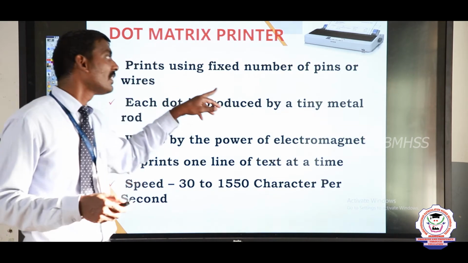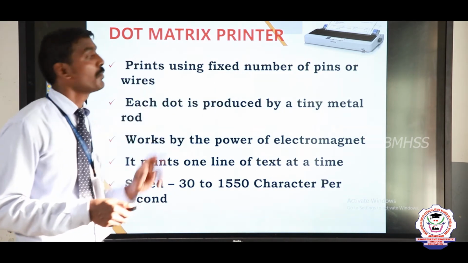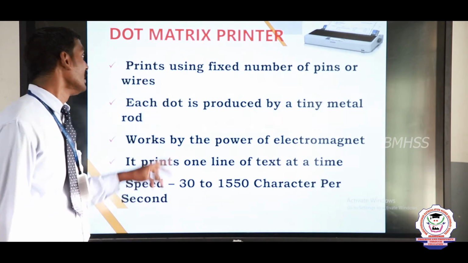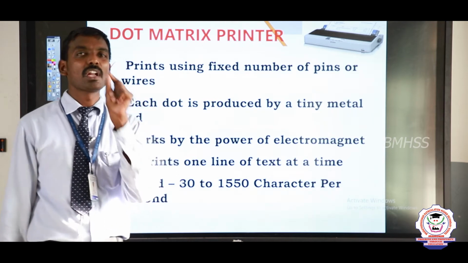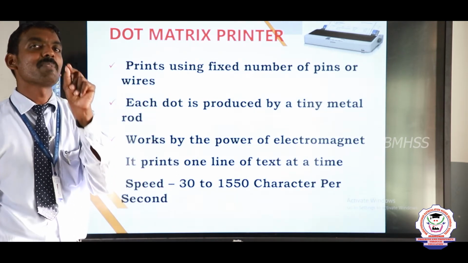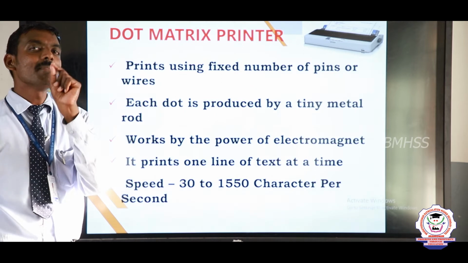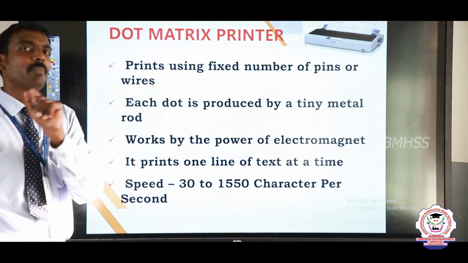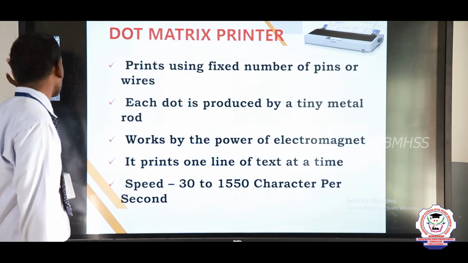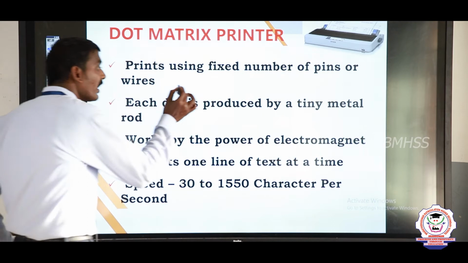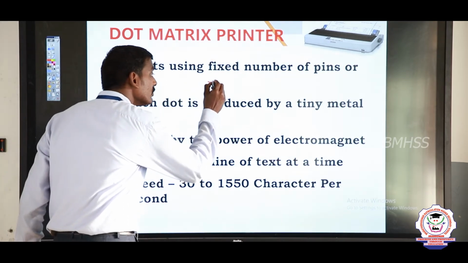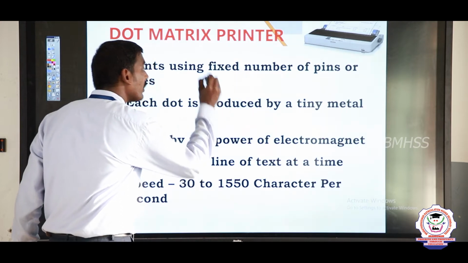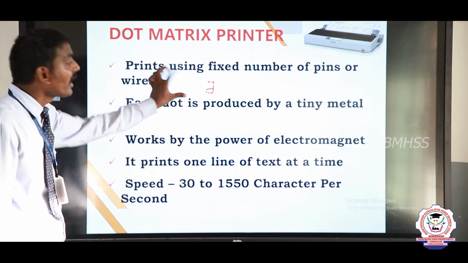In this dot matrix printer, there is a fixed number of pins or wires. That fixed number of pins and wires can be used to print the content. Each dot is produced by a tiny metal rod. Each and every character is presented with the help of a tiny metal rod. How is it printed? For example, I want to print a character A. How is it printed? Very simple. We can place the dots and print some character.